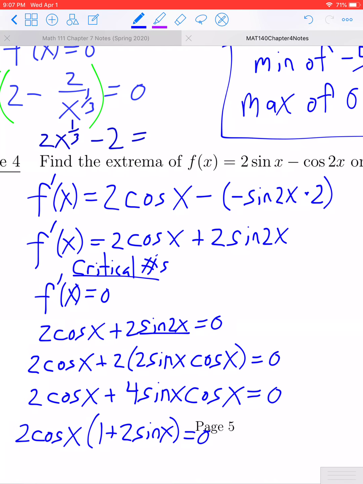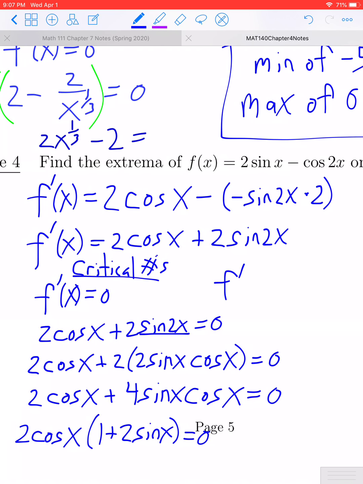You could ask, and we should do this, where is f prime undefined, and that will not produce any solutions. This derivative, if you look at f prime of x, it just consists of a bunch of cosines and sines, and we know that those two functions have domain all real numbers, so this derivative will be defined for all real numbers. It won't be undefined anywhere.